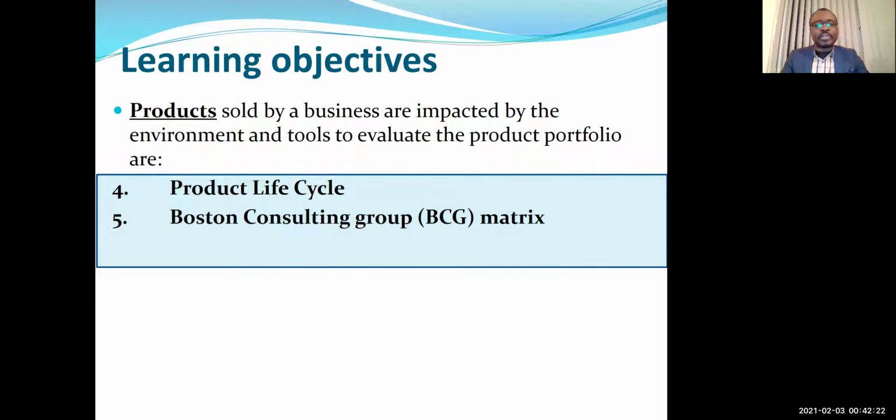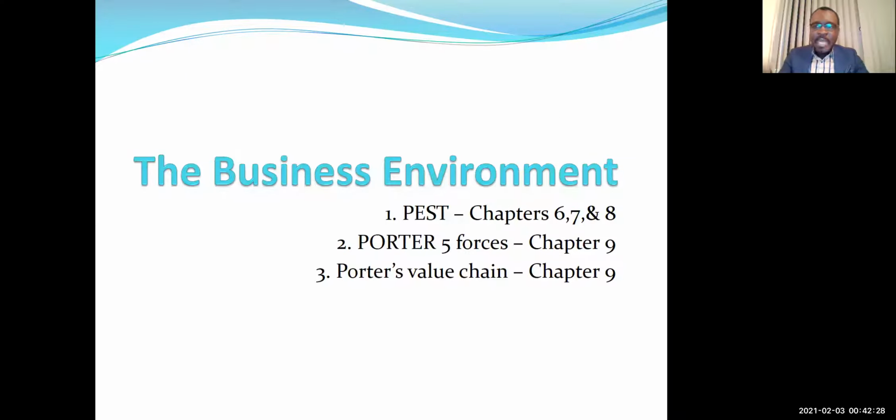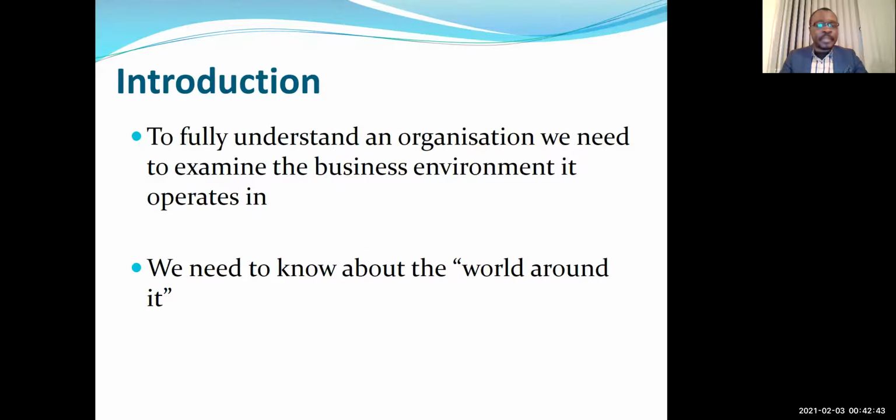Now we'll look at the Boston Consulting Group's matrix on cash cows and stars and the rest. Okay, we'll look at it. So in the recommended text, if you look at chapters 6, 7, and 8, you'll find all of this information there. And chapter 9 will give us Porter's 5 forces and Porter's value chain. Now, let's kickstart and see.